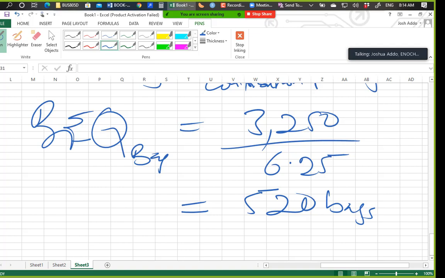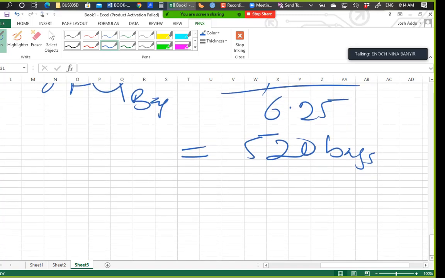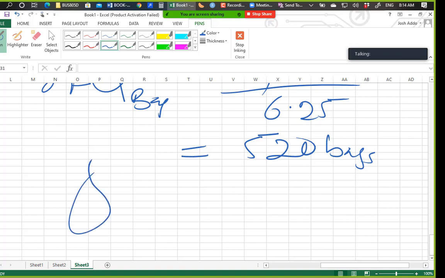So the organization needs to sell 520 bags to break even. If I represent the bags like this, let's say this is a bag, 520 of them. And you know that inside each bag we have 2 zoos, 2 U's, and 5 zoos. The same thing will be here, up to 520 of them.